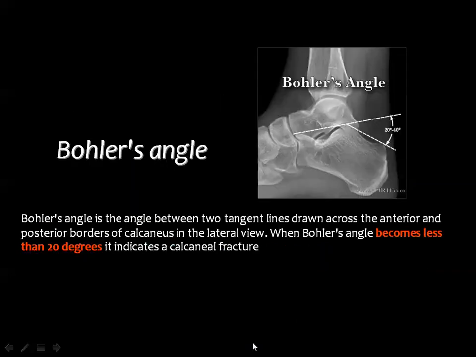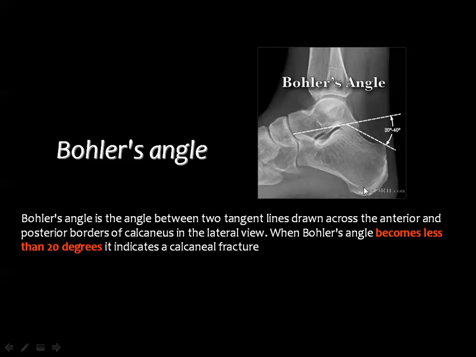There are many angles to judge the calcanean fracture, but usually the fracture is evident in the plain X-ray and then the CT as well. If you draw a line tangential to the superior surface of the calcaneus and another line tangential to the posterior surface of the calcaneus, then you measure the angle between these two lines. This angle should be in the range between 20 to 40 degrees.